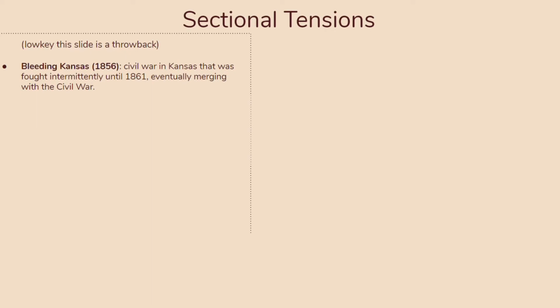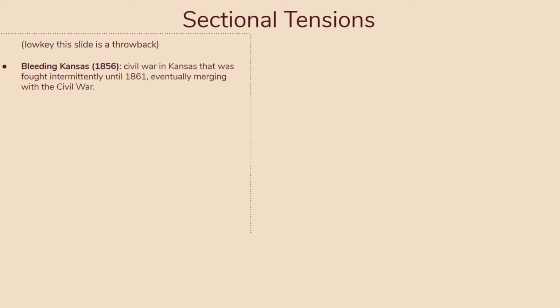Okay, so now let's talk about the growing sectional tensions during this time. They are at an all-time high because this is really just before the Civil War, so it's really important that you know these. This is kind of going to be like a throwback or a flashback, because I did cover some of these concepts in previous chapters, maybe not as in-depth as I will now, so if this seems familiar, it probably is. Okay, so to start off, we have Bleeding Kansas in 1856.